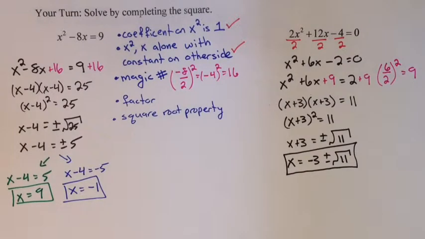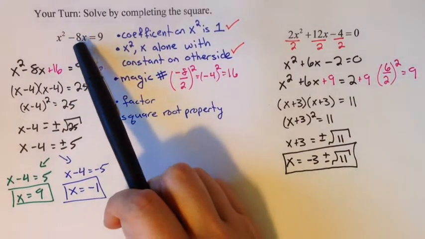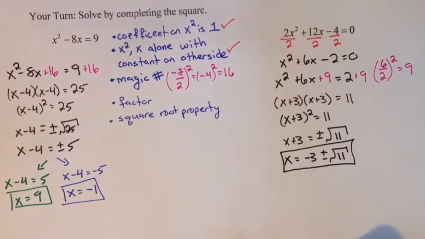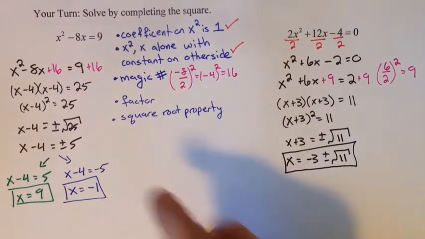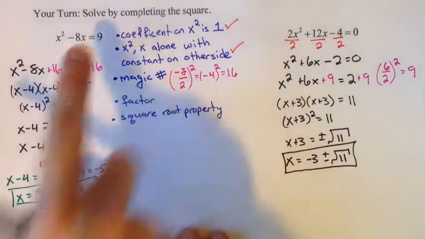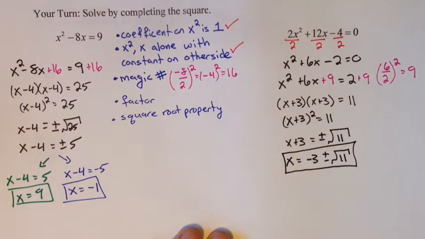And we're back. Let's take a look at these two problems together. My first example was x squared minus 8x equals 9. My first step is to check that the coefficient on x squared is 1, which it is. My second step is to get the x squared and the x on one side and the constant on the other side. But we already have that, so great, second step taken care of.